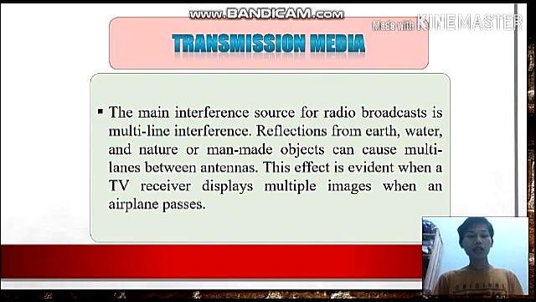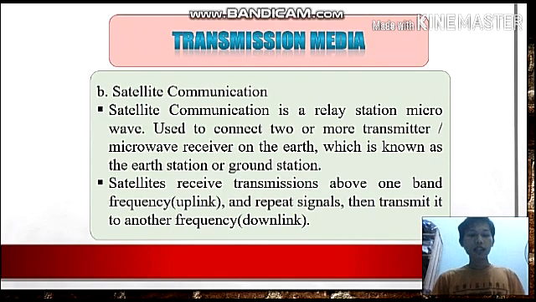The main interference source for radio broadcast is multipath interference. Reflections from earth, water, and natural or man-made objects can cause multiple paths between antennas. This effect is evident when a television receiver displays multiple images when an airplane passes. And the second purpose of radio wave is satellite communication.